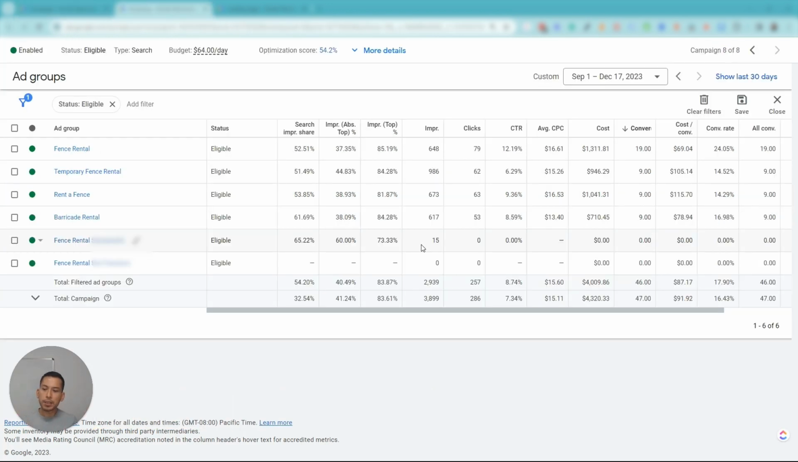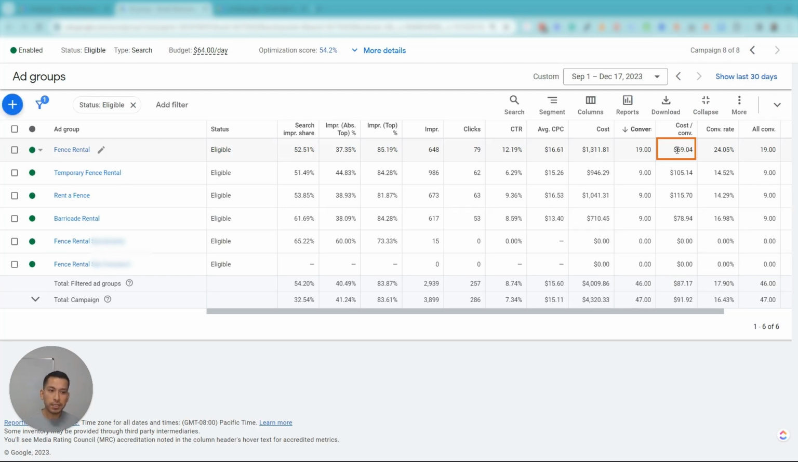Okay, let's go one level deeper here into the ad group view, and we're going to take a look sorting by conversions. You can see the fence rental ad group here, and all an ad group is, by the way, is just a set of keywords with a set of ads that the budget is going towards. So that's as simple as I can put it for now, at least for this video. But you can see for fence rental keywords, we have the most amount of leads, and it costs about $69.04 to acquire those leads specifically, and they convert the most.